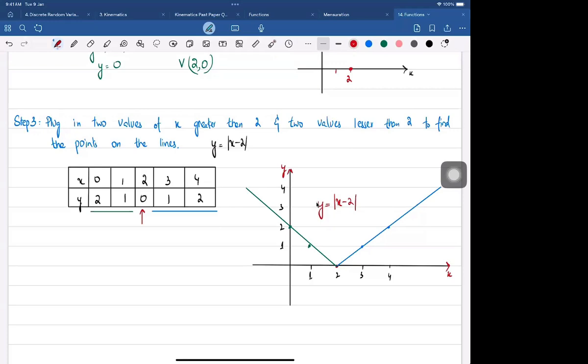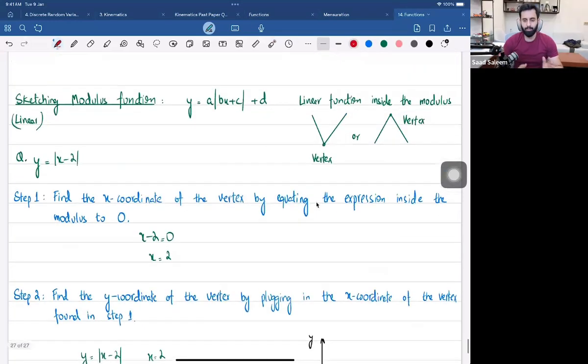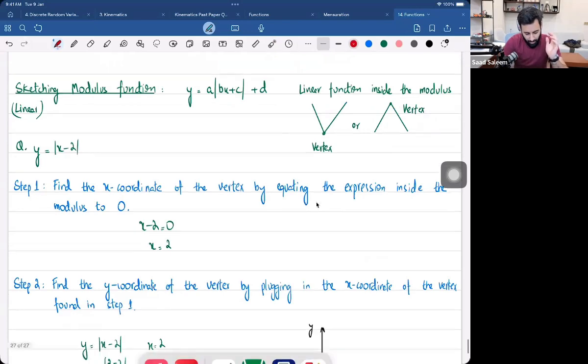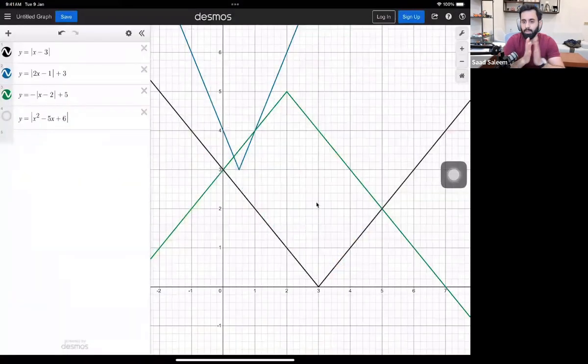Yes, sir. Okay, now I'll quickly summarize this. So sketching modulus function, but right now we're focusing on modulus linear functions, meaning inside the modulus, you're going to have the equation, something that looks like the equation of a straight line, y equals to mx plus c sort. So remember, every time you have a modulus linear equation, this is what it's going to look like. It's going to have a vertex, doesn't matter where or what the values are, but it is going to have a vertex. And then it's going to have a straight line on the right-hand side of the vertex and a straight line on the left-hand side of the vertex.